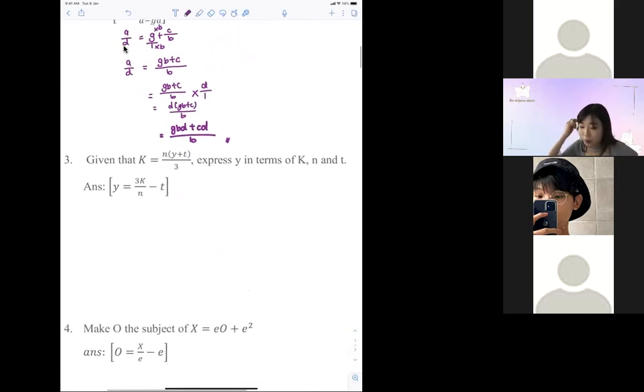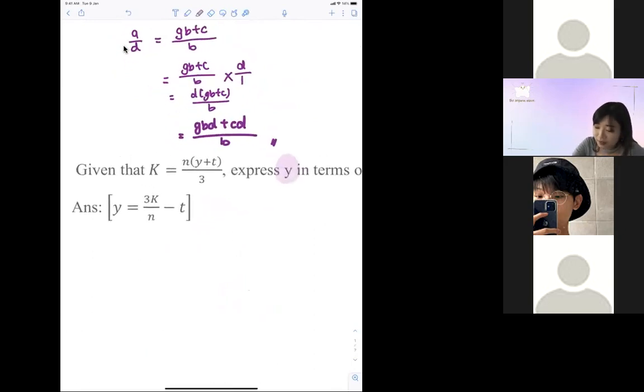All right, next one. One more time, you want to make Y the subject. Okay, so first thing first, identify your subject. This is your subject. So whenever you see a fraction, right, the first thing what we do is we cross multiply. We don't want a fraction. Okay, especially when your subject is inside the fraction, you make sure that you cross multiply and no more fractions. So 3k equals to n y plus t.